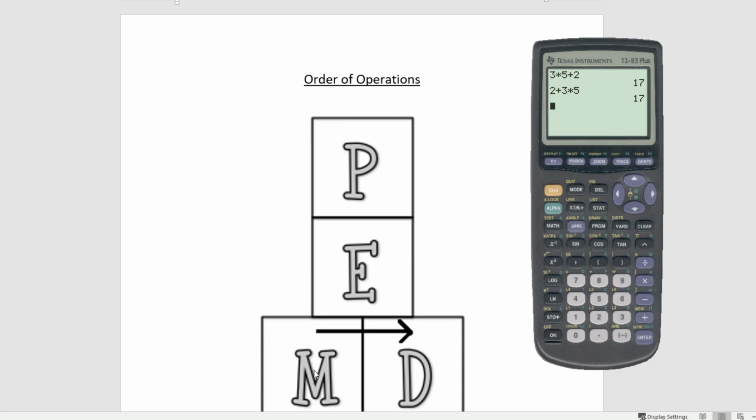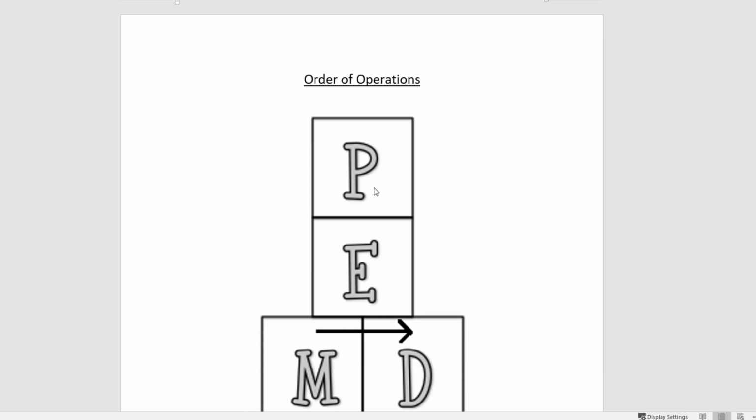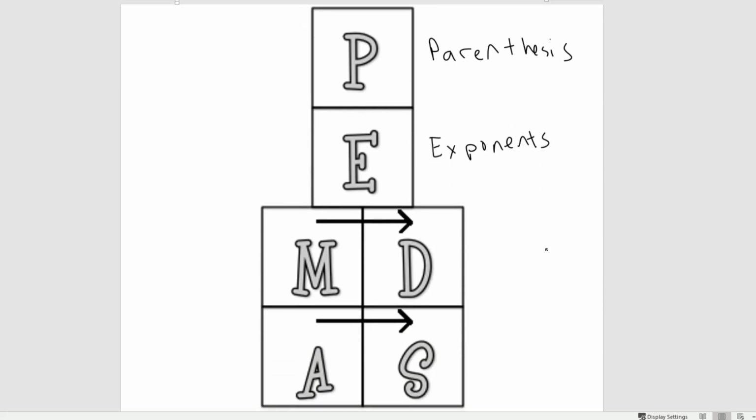The order of operations is shown right here, so let's go over this. The P stands for parentheses. If we have anything inside of parentheses, we are always going to do that first. It doesn't matter what's inside of it. We have to handle that before we do anything outside the parentheses. Next are exponents. That's what the E stands for. This is when you raise something to a power.